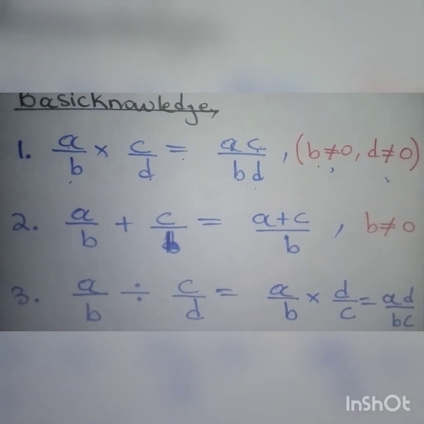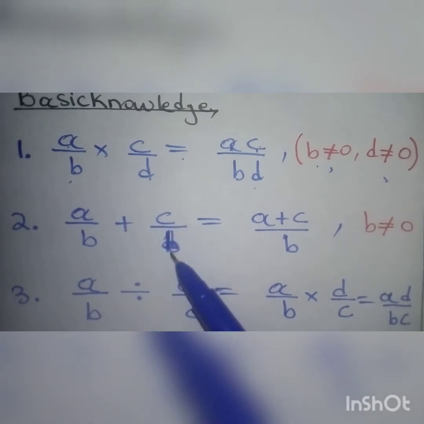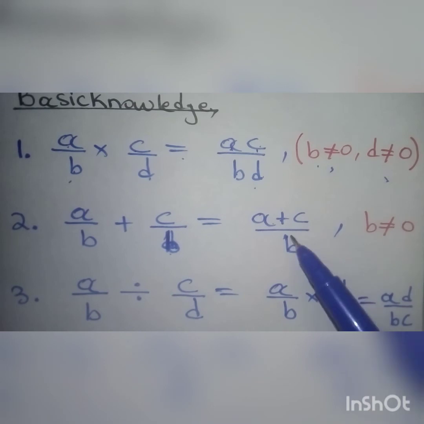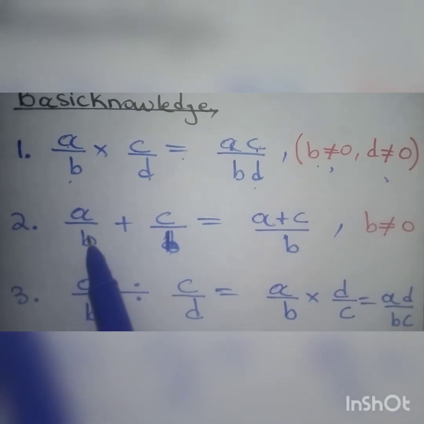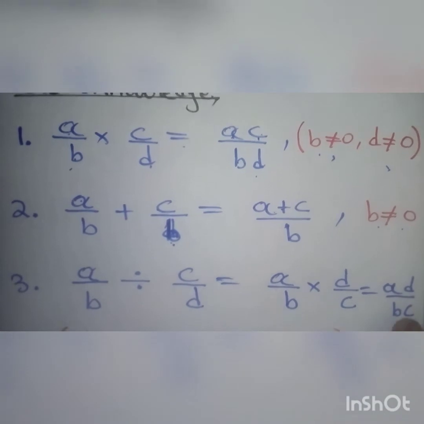Number 2. Addition of fractions. If we have a over b plus c over b, this will be equals to a plus c over b. We have the same denominator, then we add the numerators, provided that b is not equals to 0.